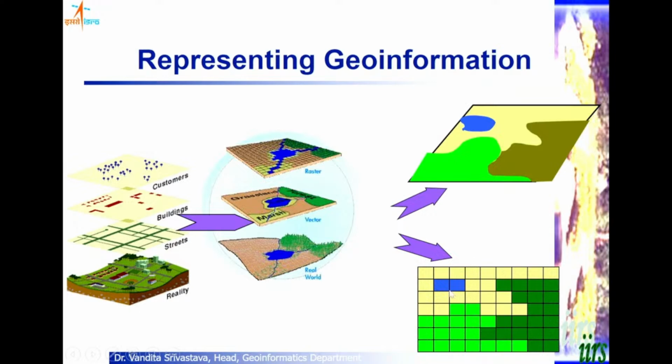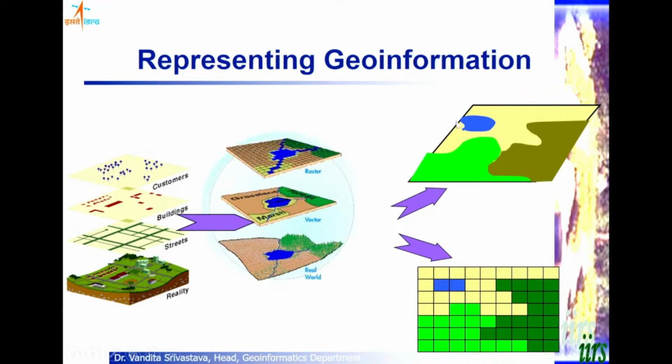If you are talking about something that is very continuous in nature, those continuous phenomena are usually called fields, such as temperature, elevation. These are all continuous fields, so they can be represented better as raster representation. While the things that are much more crisp and man-made kind of structures, they have crisp boundaries. They are called objects. They can be represented better as vector.